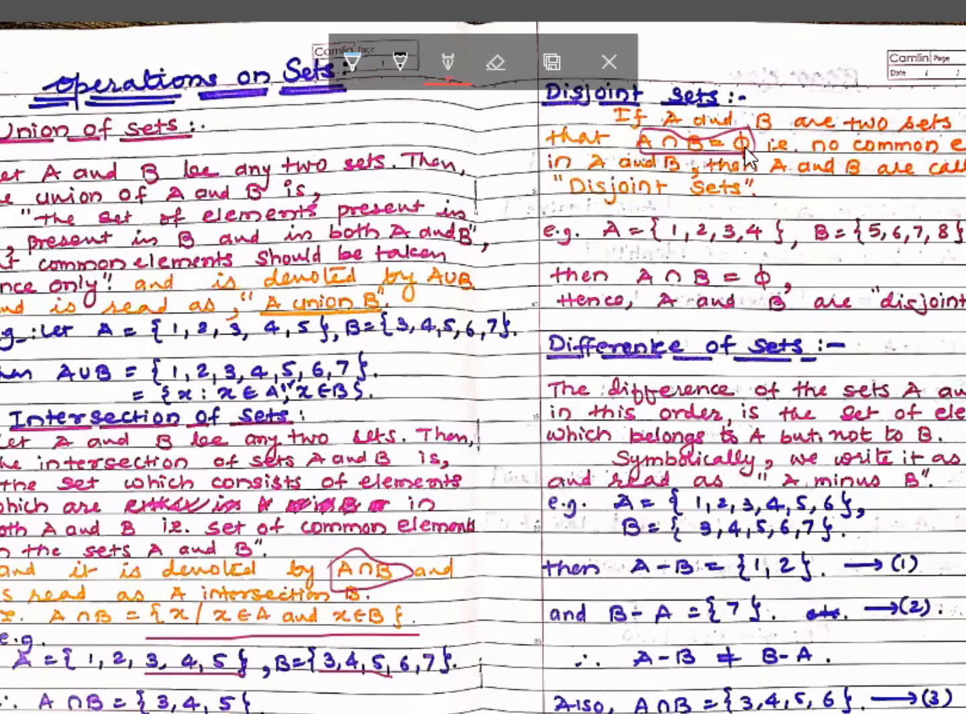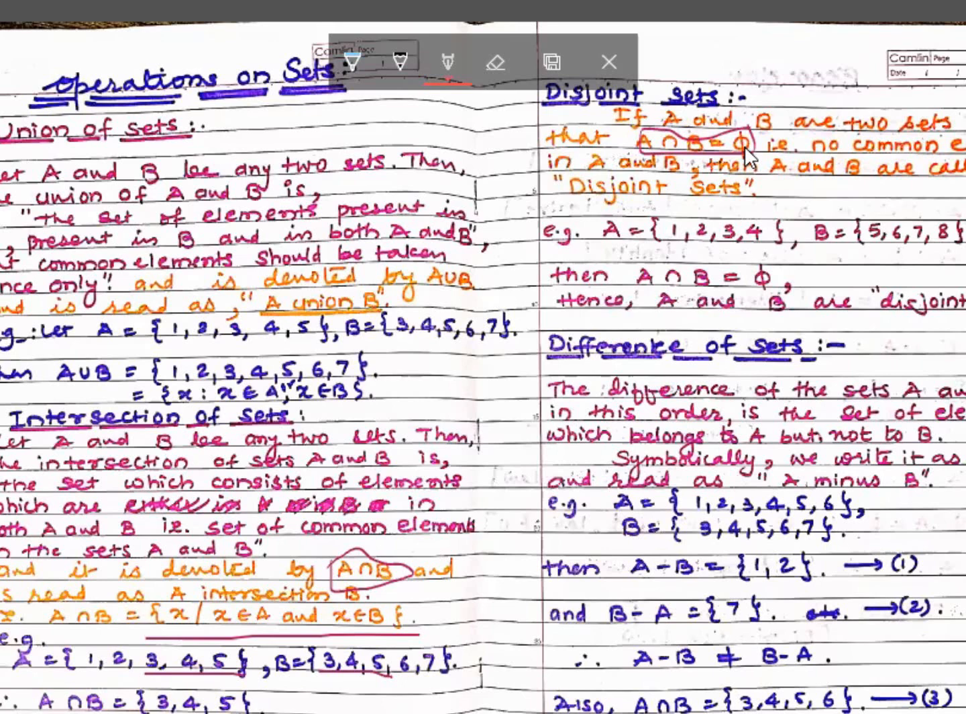Everyone got this? Okay, so I will repeat once again. If A and B are two sets such that A intersection B is φ, that is a null set, since the two sets have no common element, in that case I can say the two sets are disjoint sets. Okay, so these are the disjoint sets.